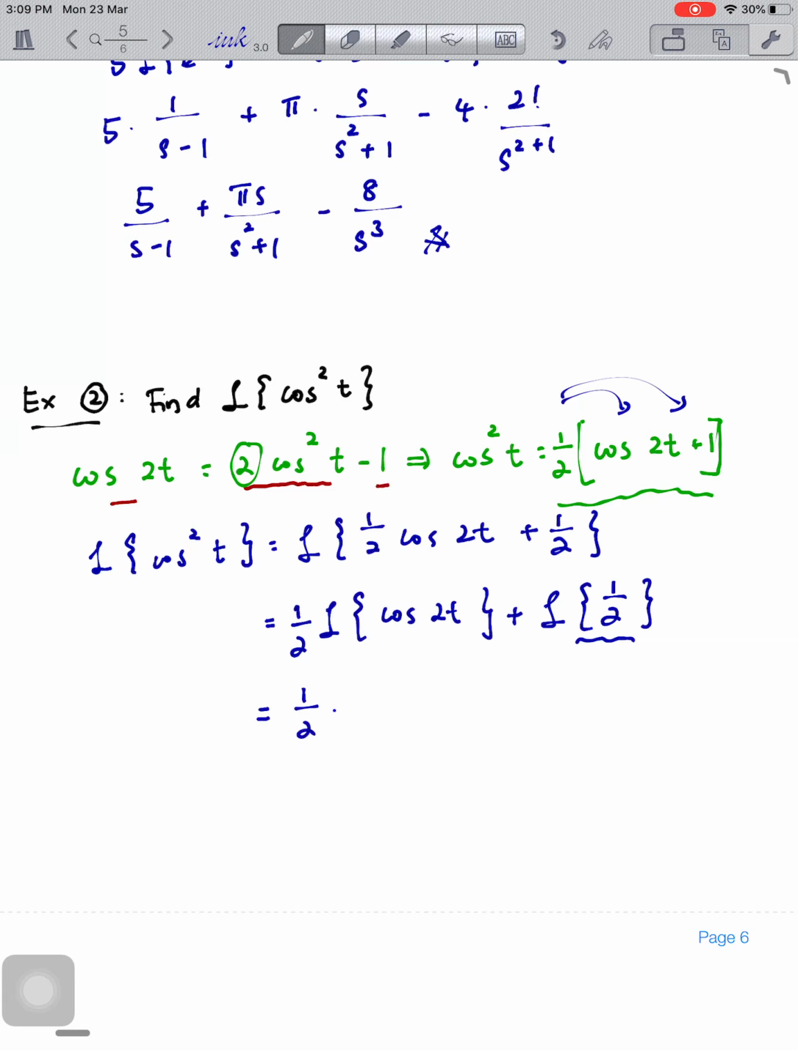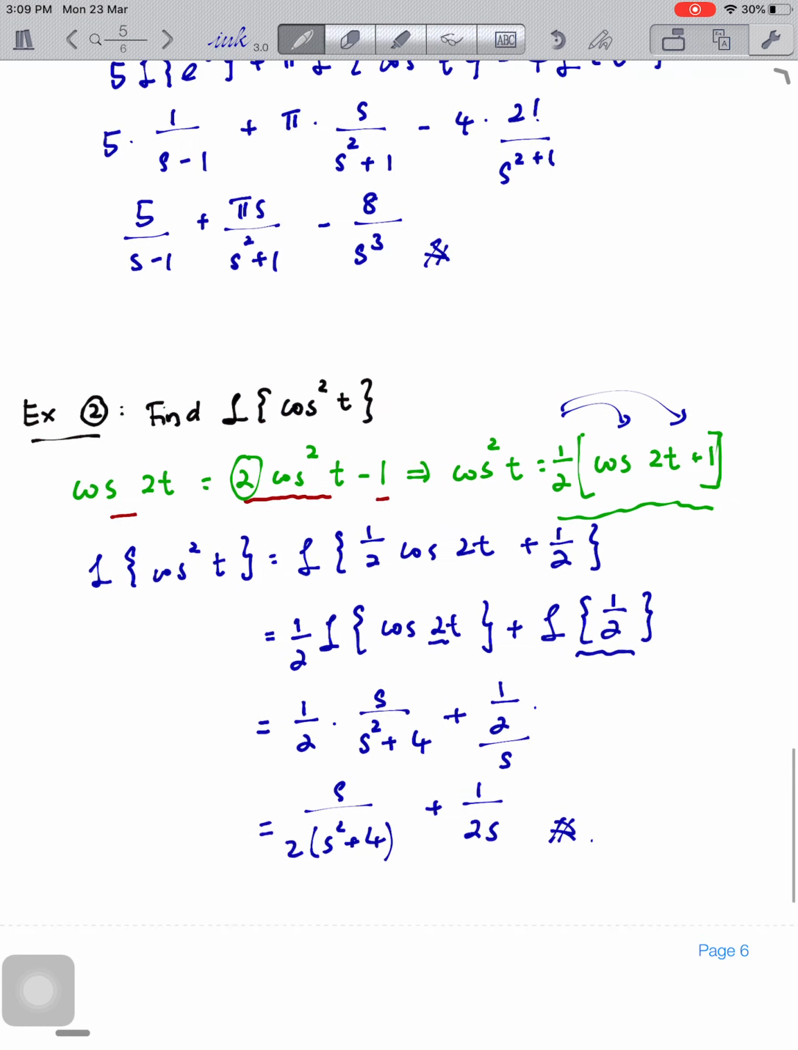So for the first term, when we use the table, Laplace of cos 2t, my a value is going to equal 2. So that will be s over s squared plus 2 squared, which is going to equal s over s squared plus 4. And Laplace of 1 over 2 is going to be 1 over 2 multiplied by 1 over s, which is the same as 1 over 2s. Let me put it there, then we'll simplify it together. And this is going to be s over 2 multiplied by s squared plus 4. And this term right here is going to be 1 over 2s. So that is going to be the outcome when you Laplace cos squared t.